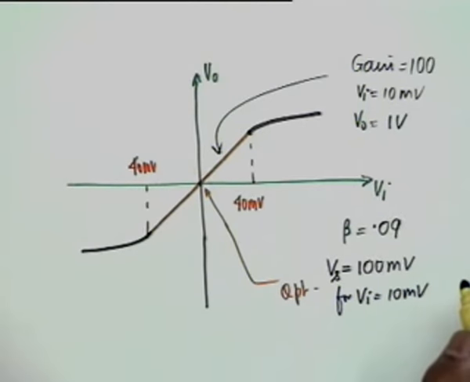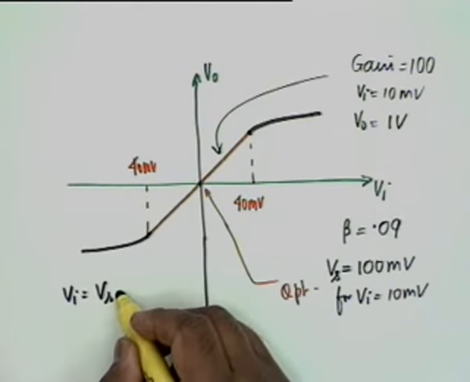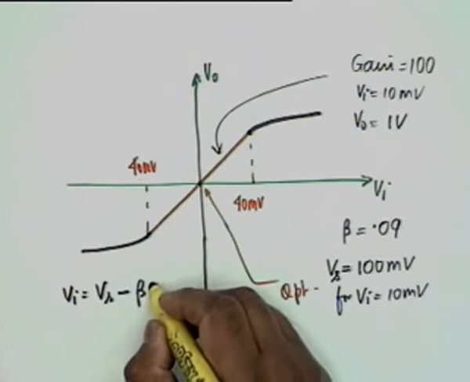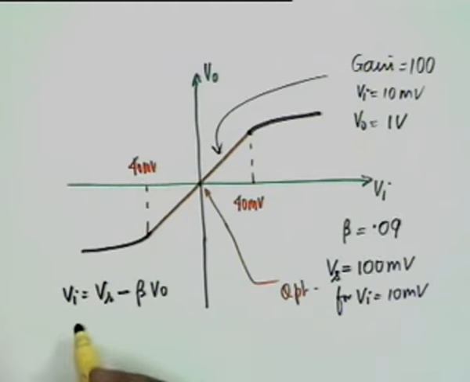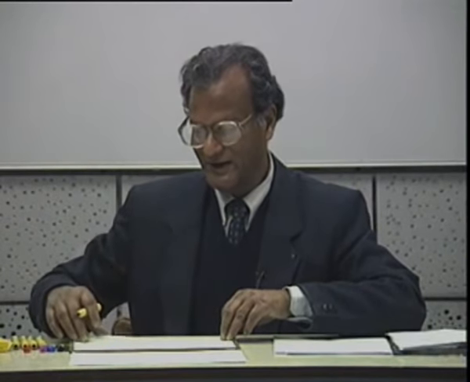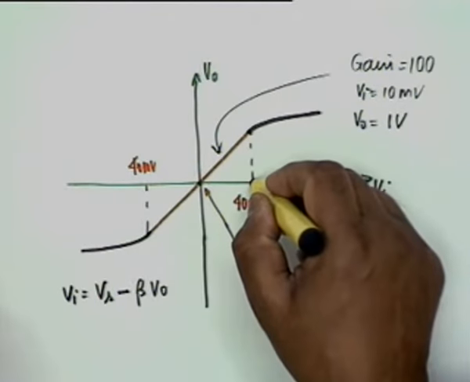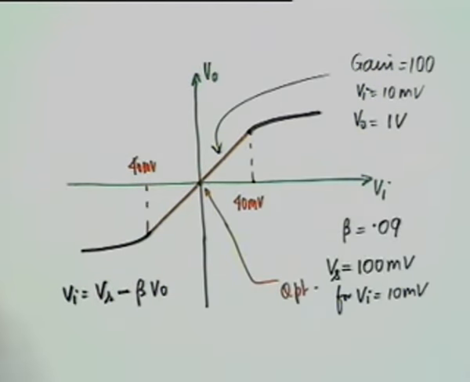Is this point clear? With negative feedback, VI is equal to VS minus beta V0. That is what I have done. To make a VI of 10 millivolt, we have to apply a VS equal to 100 millivolt. Agreed? If I want to go to the VI limit, that is 40 millivolt, then how much VS do I need?